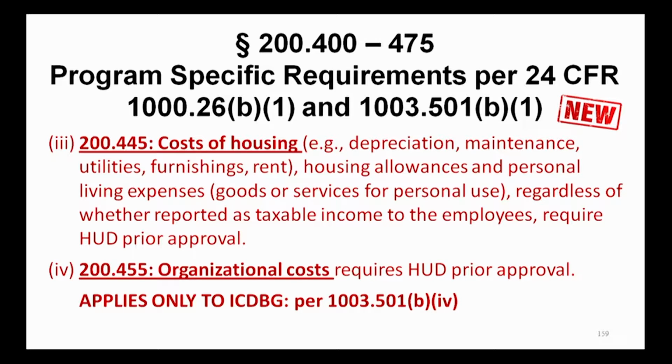New item of cost. So number 3, for both, and this one, number 3 is both for the IHBG and the ICDBG exceptions. So costs of housing, the depreciation, maintenance, utilities, furnishings, rent, housing allowances, and personal living expenses, regardless of whether reported as taxable income, is to the employees, is going to require prior approval from HUD. So we'll look at this selected item of cost later.